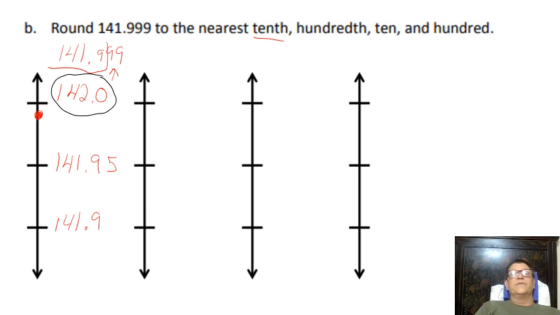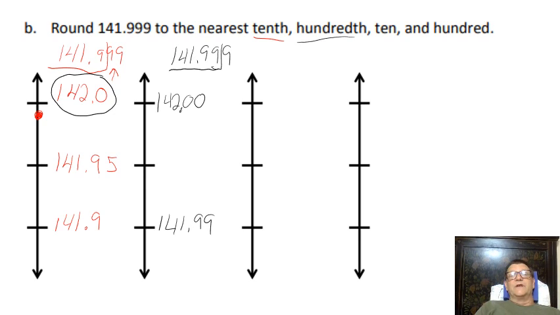Our next one is 141.999, and this one we're going to the hundredth. So this is our hundredth, and this is the number we're starting with. On the bottom, it's going to be 141.99. Now, one more hundredth is going to make that 10, which I carry to the tenths, which is going to make that 10, which I carry to the ones, which is going to make that 2. So once again, we're going to 142.